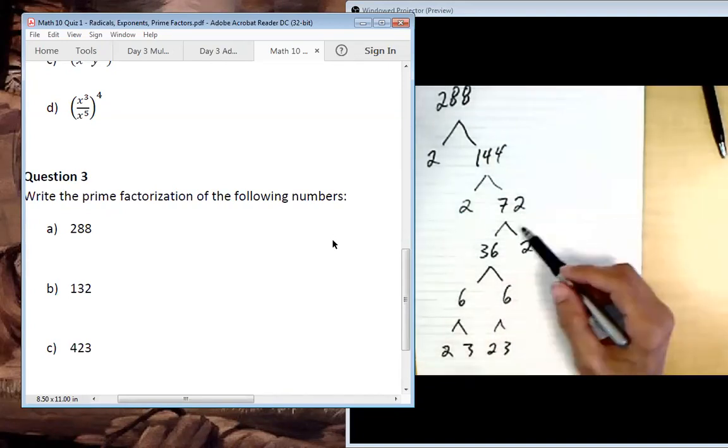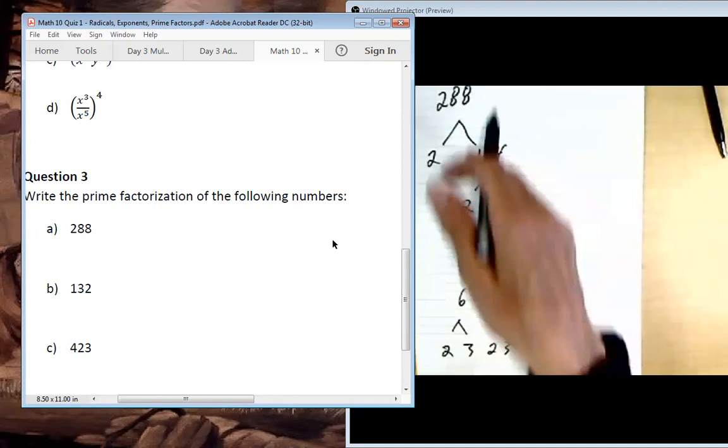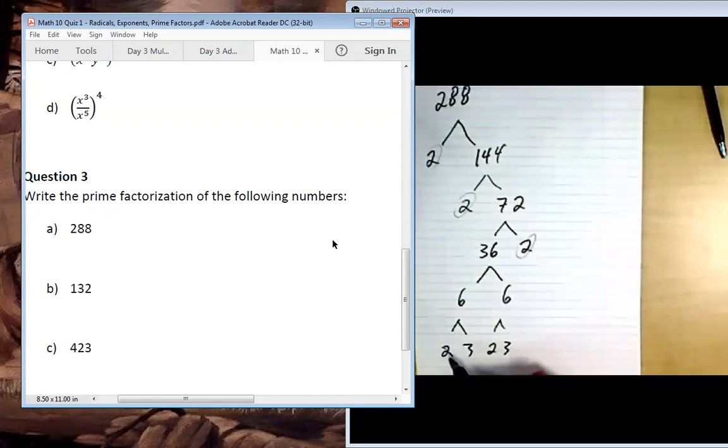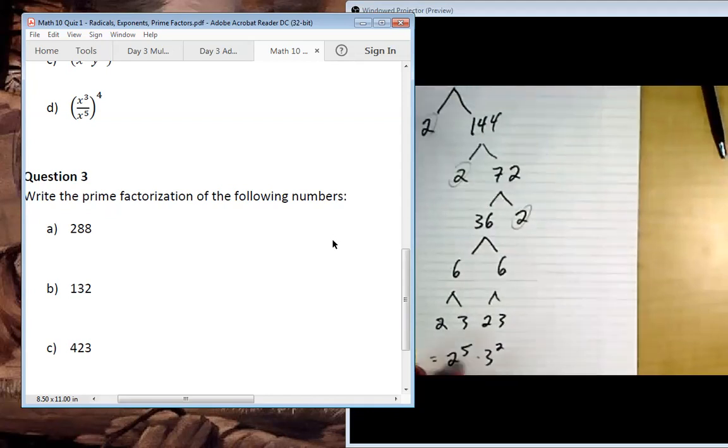So final answer, though. We pull out all the prime numbers that we got, plus these ones down here. And so we get 2 to the power of 5, because there's 5 2's there, times 3 to the power of 2. Just like that. Fantastic.